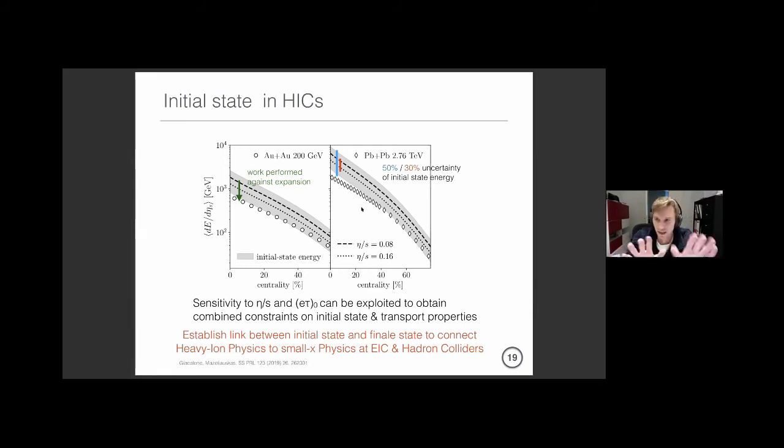And so I think this really bears a lot of potential to somehow have a combined constraint on both properties of the very initial state, which reflect properties of essentially nuclear gluon distributions, and QGP transport properties. And so I think that's a very interesting link that's now starting to show up between the physics that we look at in heavy ion collisions and the small x physics that we look at, for instance, or that will be looked at at the future electron ion collider.